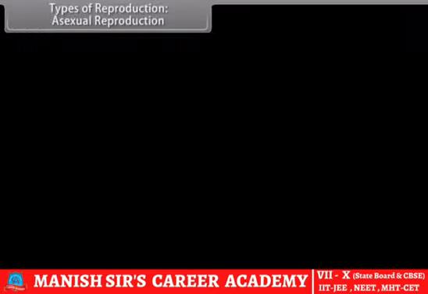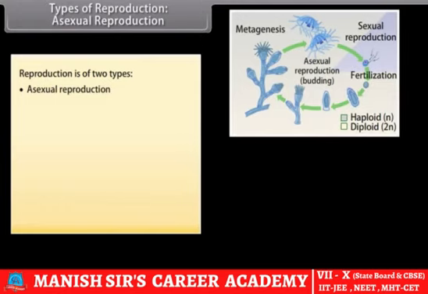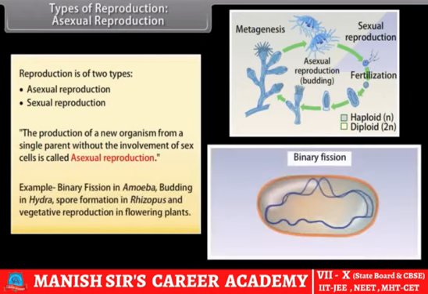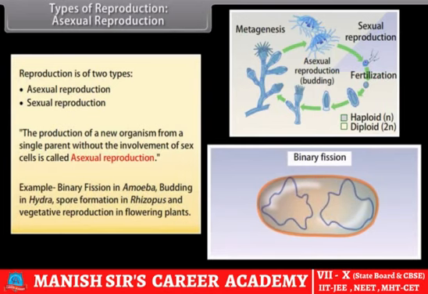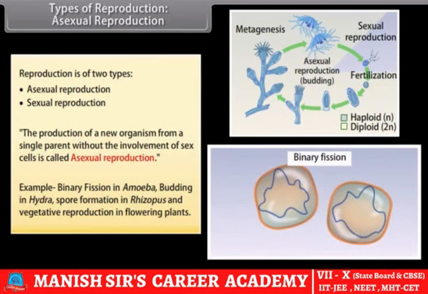Types of reproduction. Asexual reproduction. Reproduction is of 2 types: asexual reproduction and sexual reproduction. The production of a new organism from a single parent without the involvement of sex cells is called asexual reproduction. Examples: binary fission in amoeba, budding in hydra, spore formation in rhizopus, and vegetative reproduction in flowering plants.